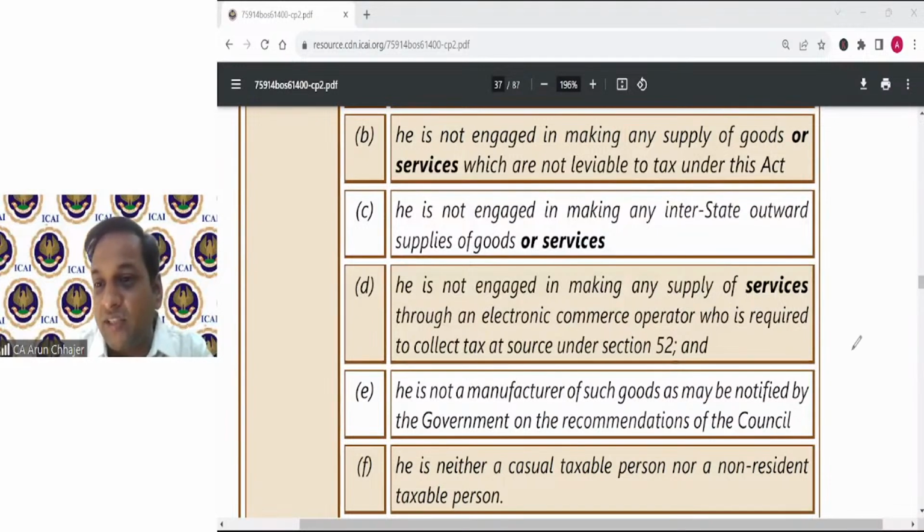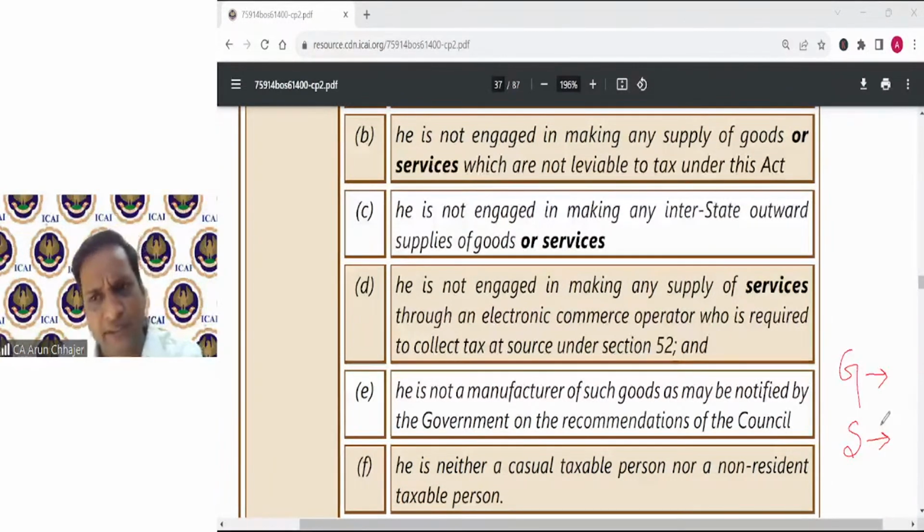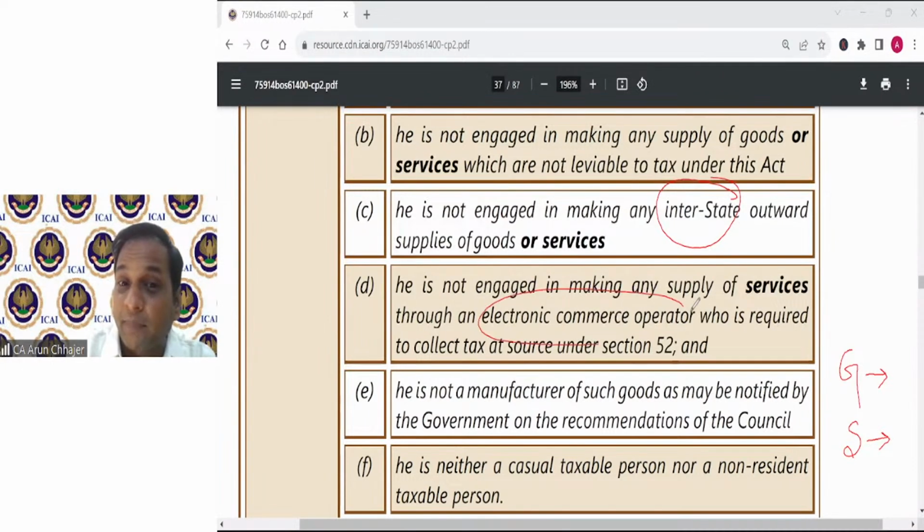What is the situation? If you are making supply of goods through ECO, can you register in the composition levy? Answer is yes, no problem. If you are making supply of services through, let's say, Zomato, Swiggy? Answer would be no. Any services, you can say Urban Clap, whatever. If I am registered under the composition scheme, then I cannot make supply interstate, and I cannot make supply through ECO.